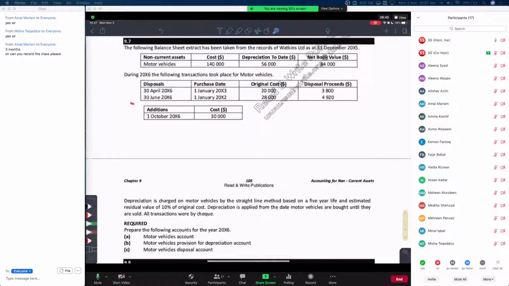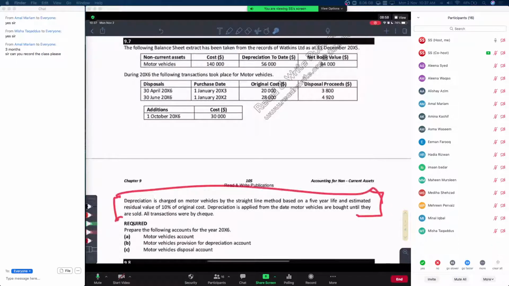We will deal with the disposals later on. Addition is a simpler thing, so we are going to enter the additions in the accounts as such, and then we will have to go through the depreciation policy. That's the most important bit. So let's go through the depreciation policy.